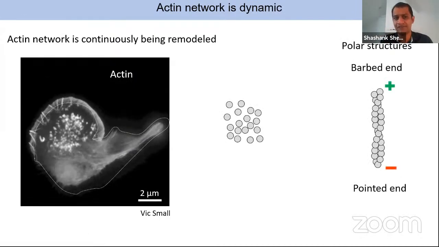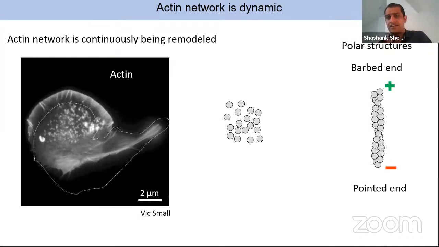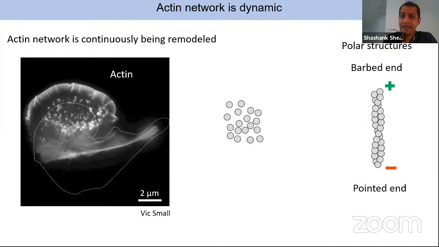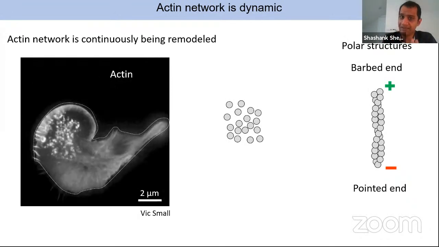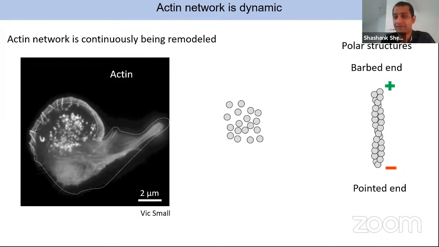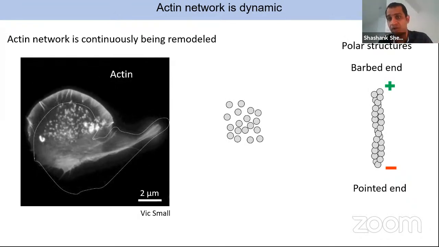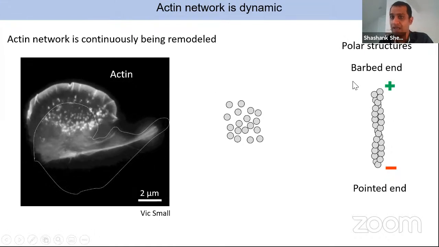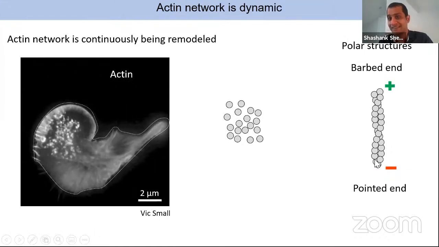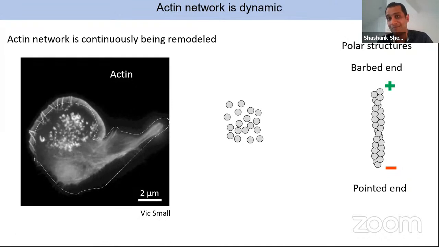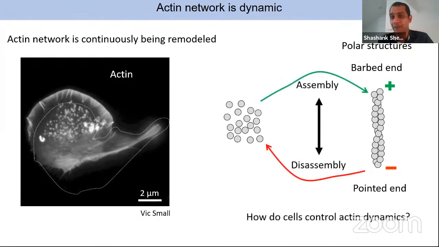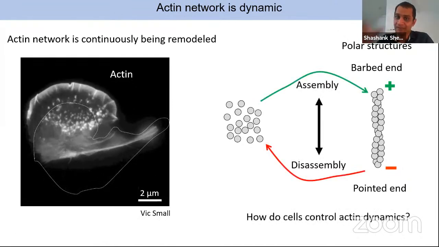At the molecular scale, if you zoom in three orders of magnitude to the monomer level, it turns out actin can be monomers, and these monomers can self-assemble to make filaments. The filaments by themselves are polar structures. They have a plus end right here, and they have a minus end. And as the name suggests, at the plus end, or as it's called, the barbed end, the monomers get predominantly added, and the filaments depolymerize from the minus end.